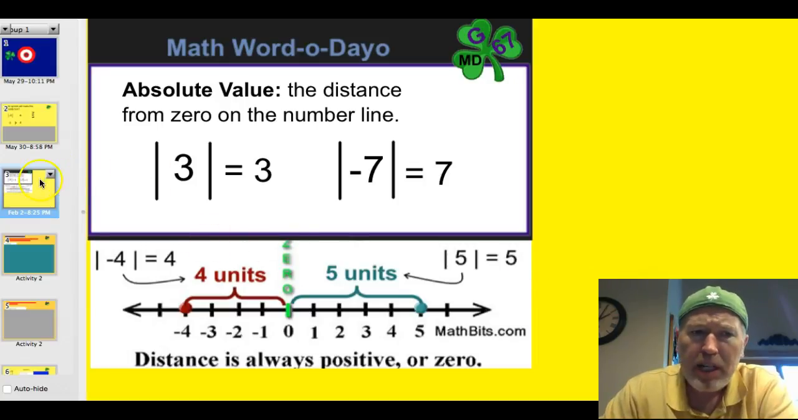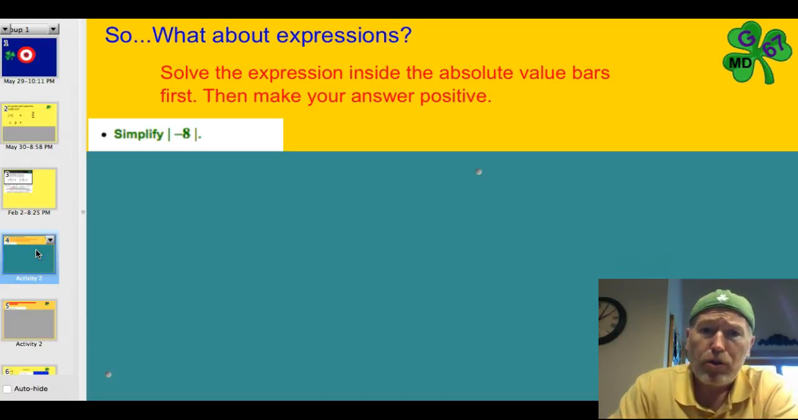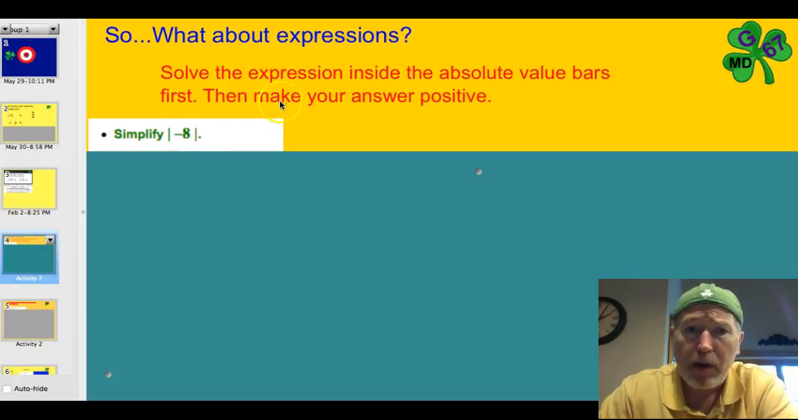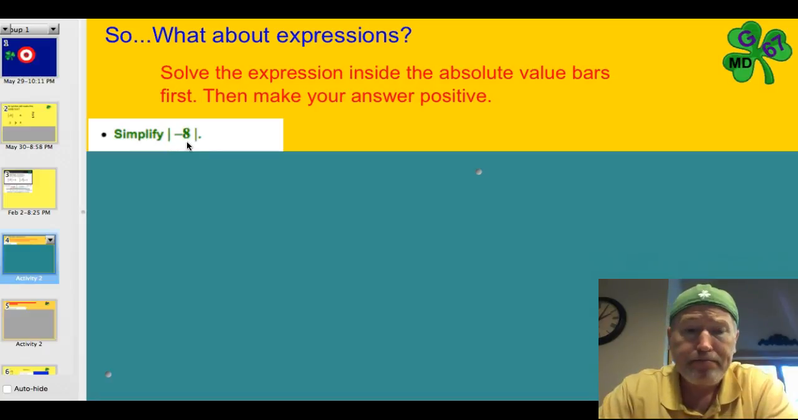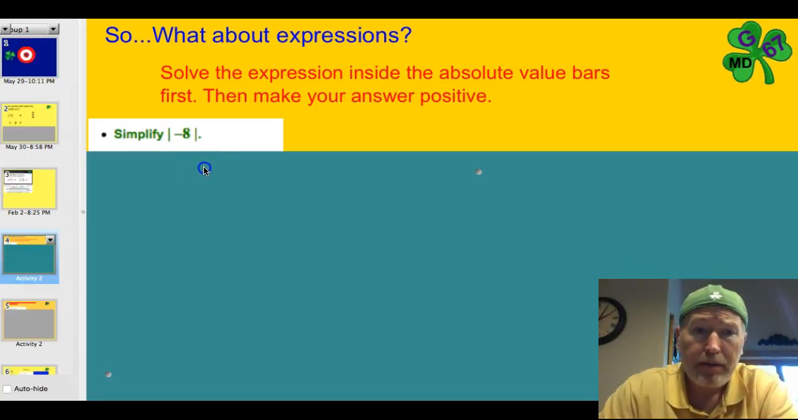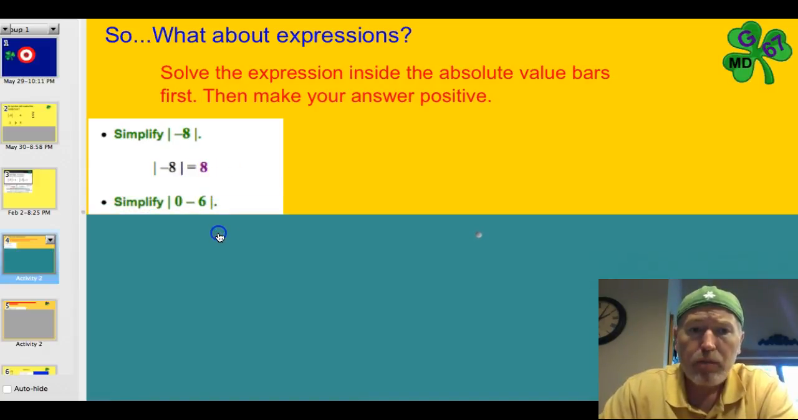Okay? Let's take a look at some problems. And I'm just going to start right off with pause problems. All right, so solve this expression inside the absolute value bars and then make your answers positive. So this one here is a real simple expression. Go ahead and pause it and try that one. Let's see how you did. Yes, the absolute value of -8 is 8. It's 8 spots from 0. Okay, pause and try this one.